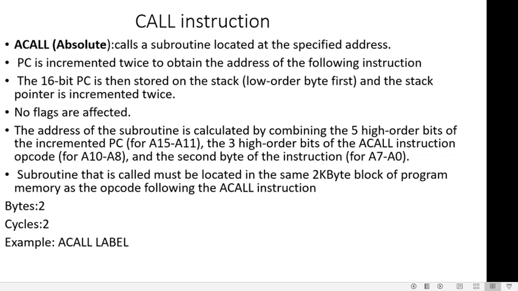The subroutine that is called must be located in the same 2 kilobyte block of program memory as the opcode following the ACALL instruction. So ACALL increments the PC by 2. Okay, it's absolute call. It requires 2 bytes. It requires 2 cycles. ACALL label. It's an absolute call where the label is the name of the subroutine.